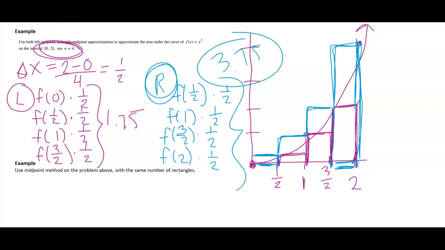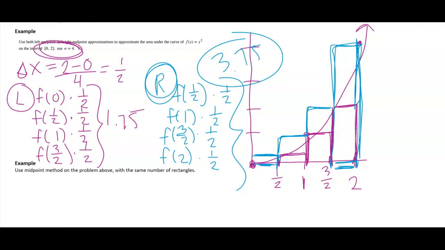Now, as you can see by the area, 1.75 is a little bit too low. 3.75 is a little bit too high. You can average these and say, I bet it's 2.75. That's another way that you can approximate this even better. Or I could use smaller rectangles, more rectangles is what I should say.